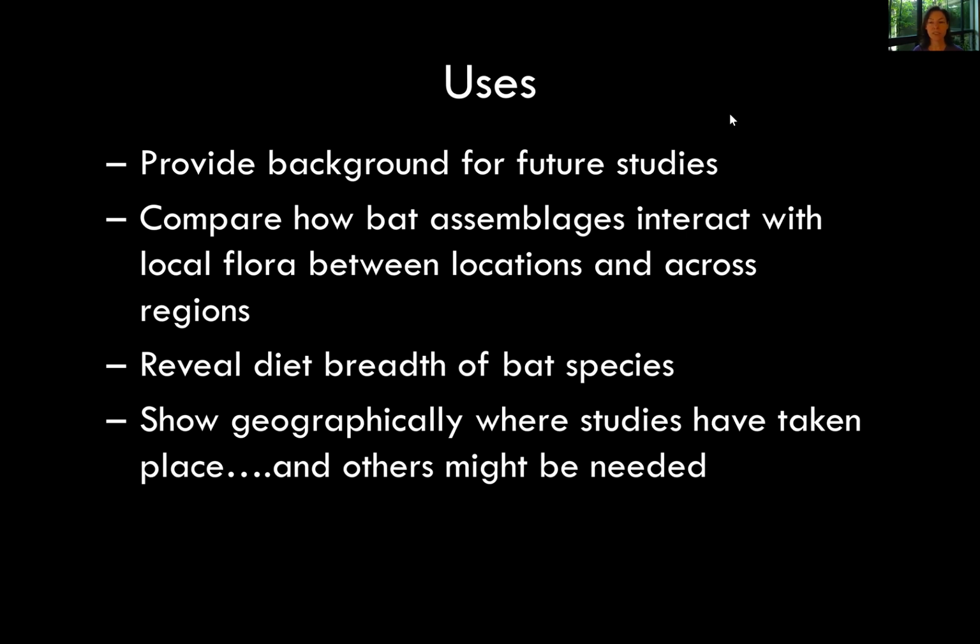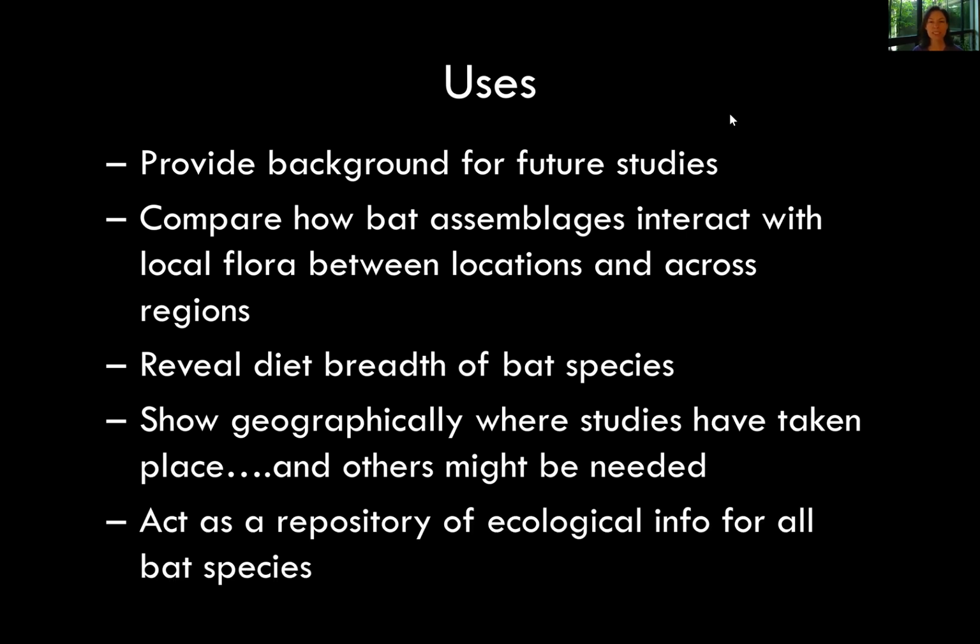And then also to show geographically, I'm going to show you some maps here in a moment, where studies have taken place, and also show you where others might be needed. There are a number of countries where we currently have no studies, and those might be places where we should go and look, and could be potential to fill in our knowledge of bats. And then ultimately to act as this repository of ecological information for all bat species. So many things are lost in university libraries, and who knows if anyone will ever see them and find them again. We would like to keep that information, it's very useful information, and keep it alive by having it in this database, so people can see, oh, that's there, let me go find that publication, and isn't that interesting how that would help my research.